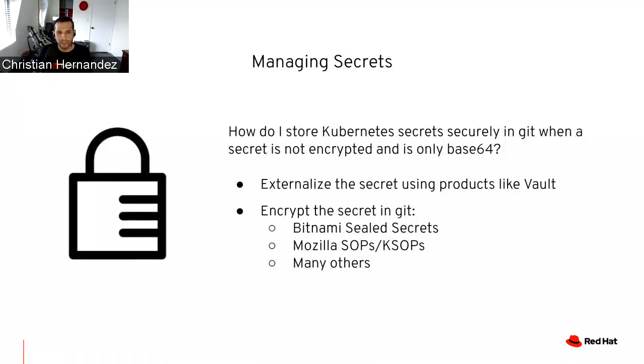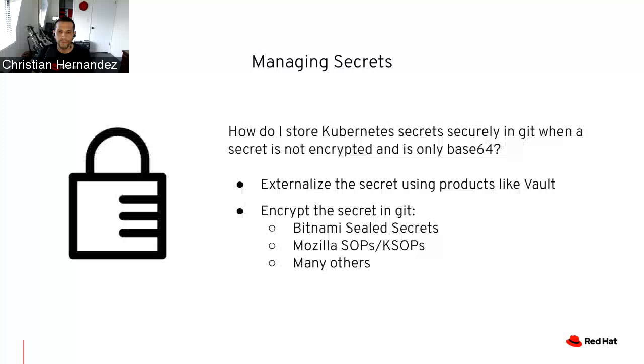So managing secrets, this has been solved a lot of ways. One of which is you can externalize your secrets, meaning that we're not going to actually manage the secrets in Git. We'll use a system like Vault, right? HashiCorp, they're a partner of ours. They have a product called Vault that will handle secrets for you, so you don't have to worry about storing secrets. It'll be handled in Vault.